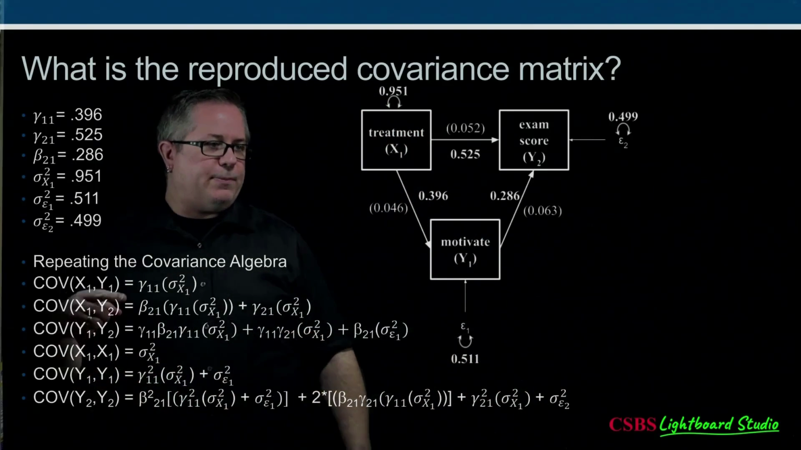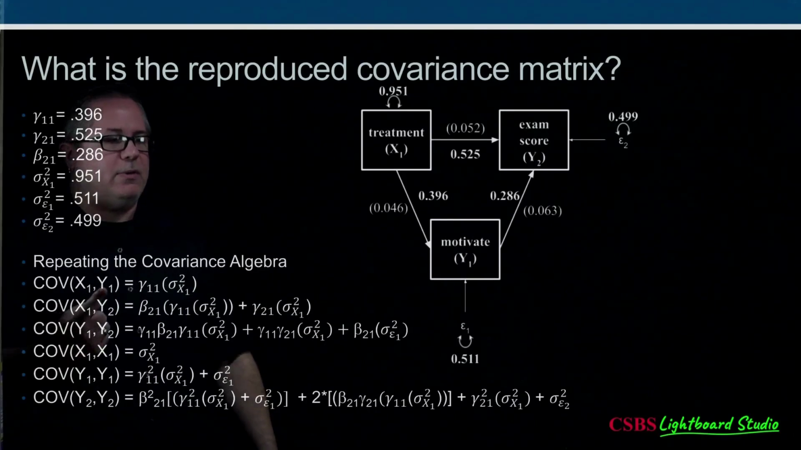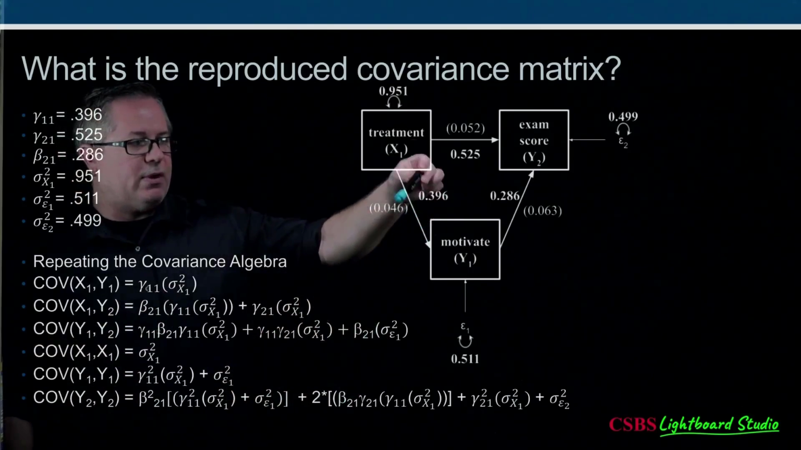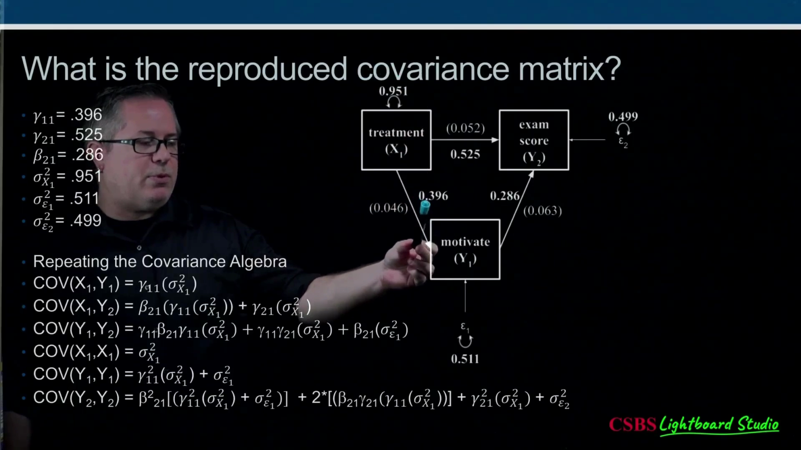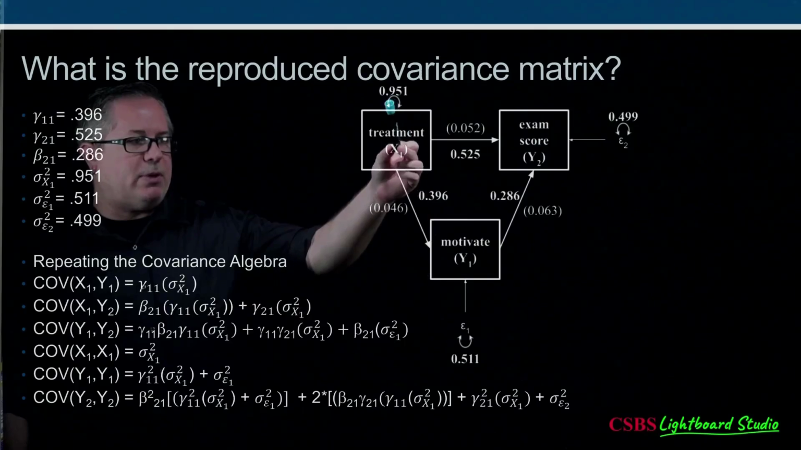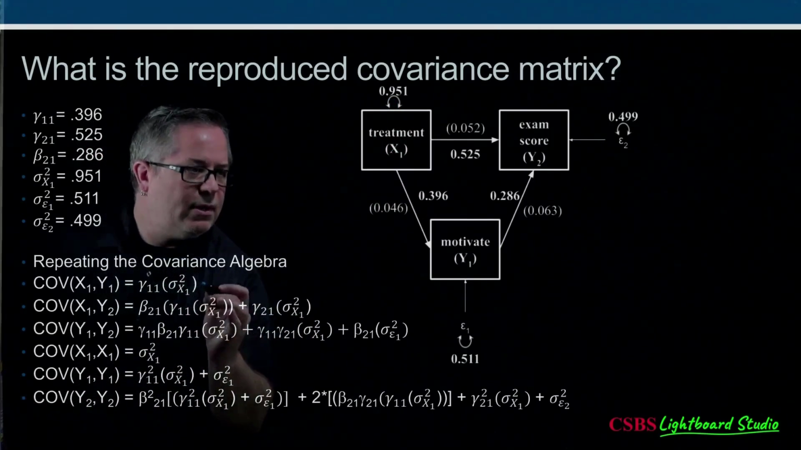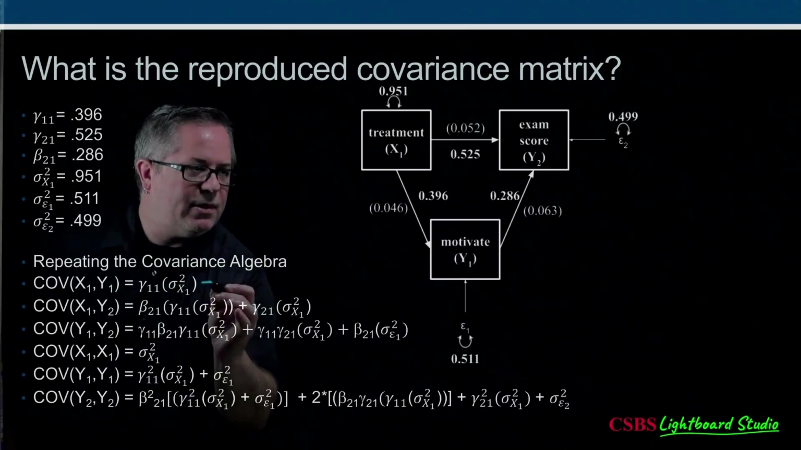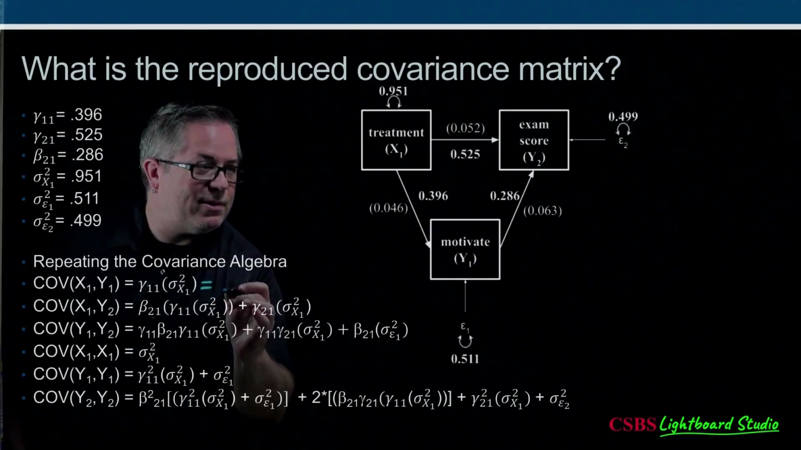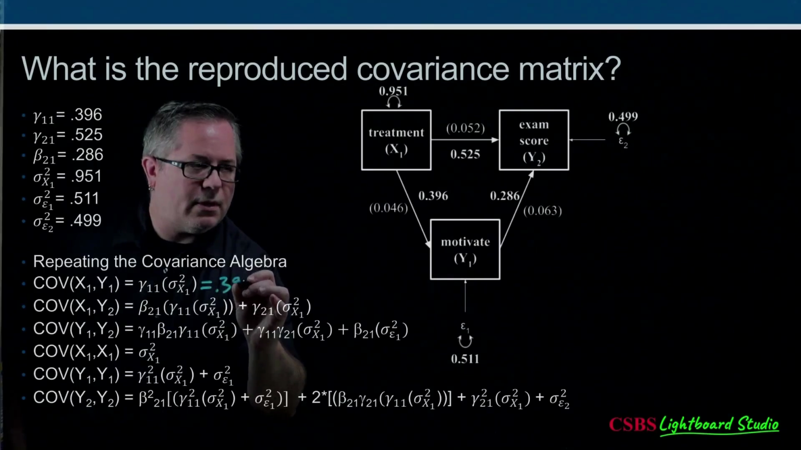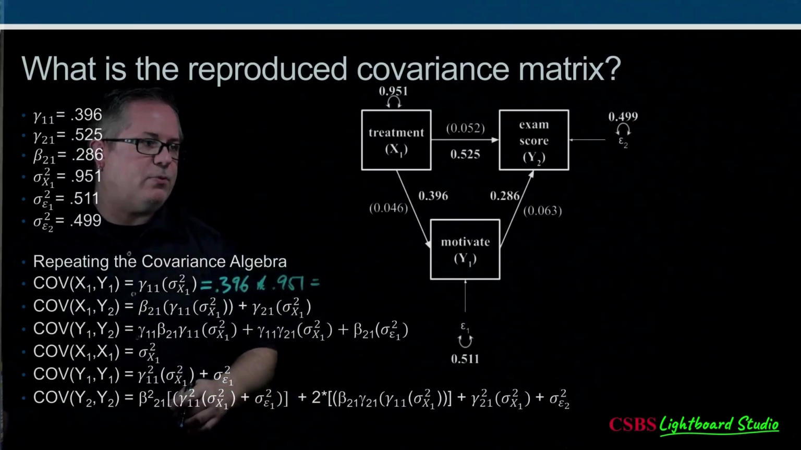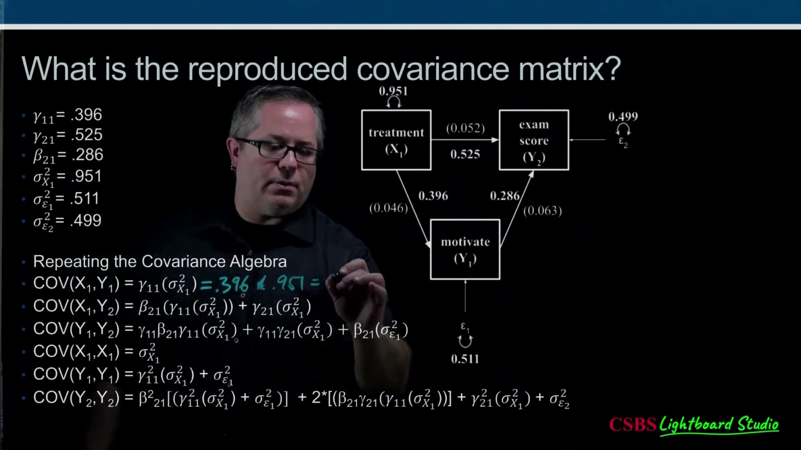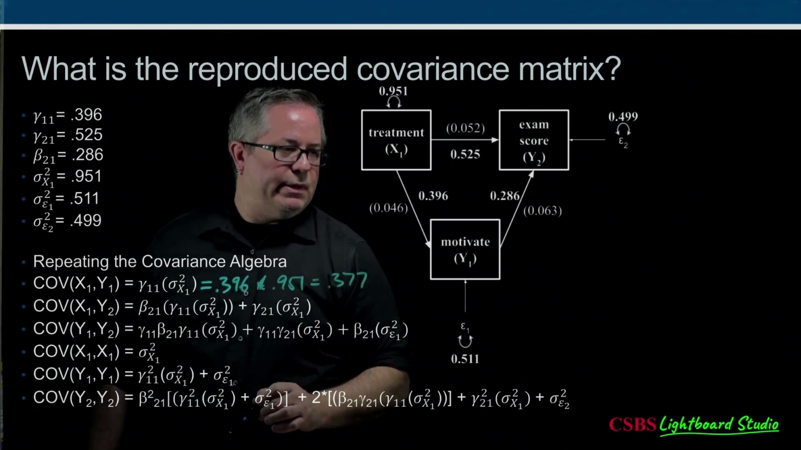So for instance, the first one says that the covariance between x1 and y we had figured out was gamma 1,1 times the variance of x1, right? So this is gamma 1,1 times the variance of x1. So that's 0.396 times 0.951. So we can start figuring that out. If you have a calculator handy, you can help me figure it out faster. So 0.396 times 0.951, 0.377.